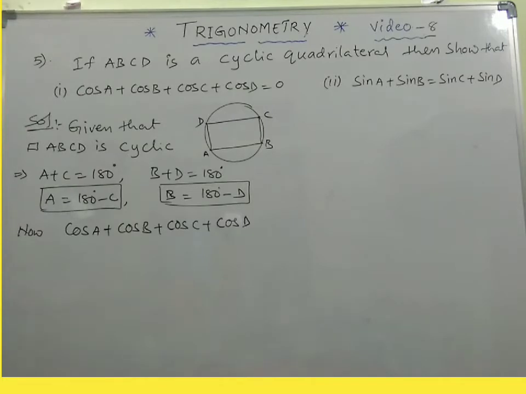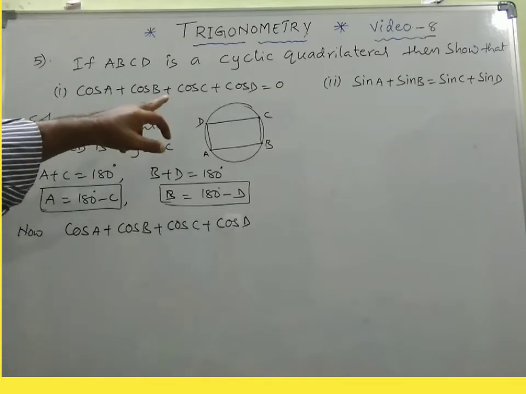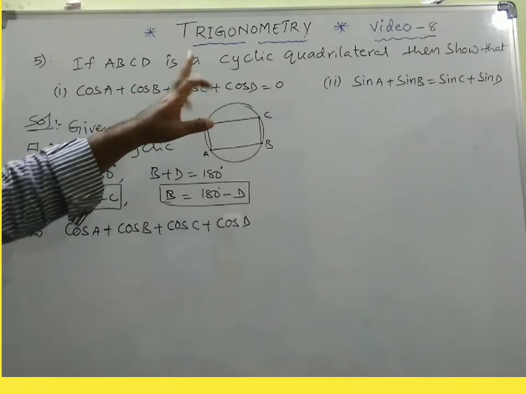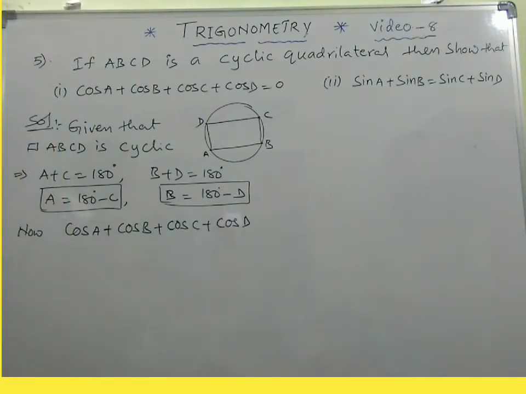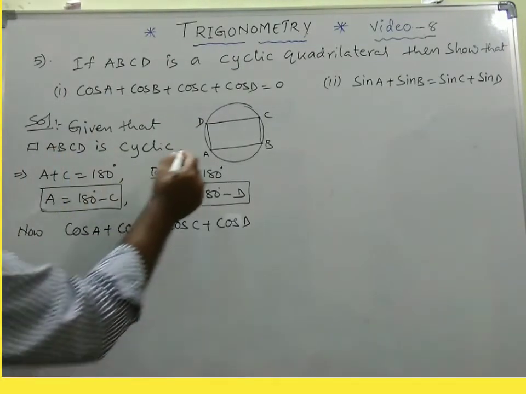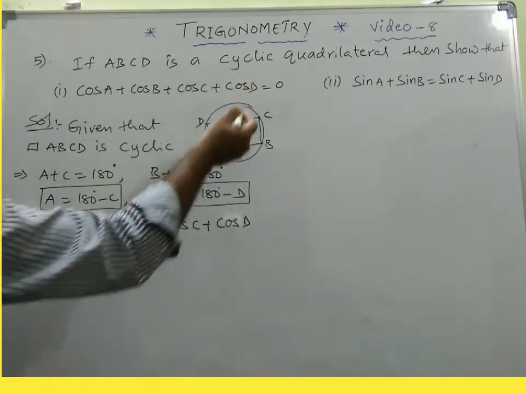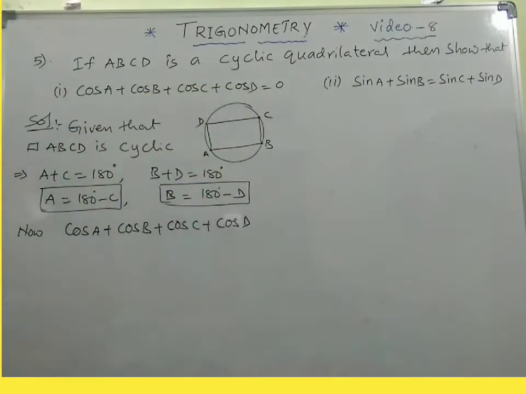Coming to question number 5. If ABCD is a cyclic quadrilateral, then show that cos A plus cos B plus cos C plus cos D is equal to 0 and sin A plus sin B is equal to sin C plus sin D. Okay. So, the meaning of ABCD is a cyclic quadrilateral: the vertices of the quadrilateral are on the circle. The circle passes through the vertices of quadrilateral ABCD.